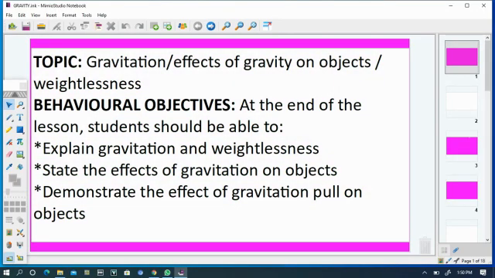Gravitational effects of gravity on objects, weightlessness. At the end of the lesson, students should be able to explain the term gravitation and weightlessness, state the effect of gravitation on objects, and demonstrate the effect of gravitational pull on objects.